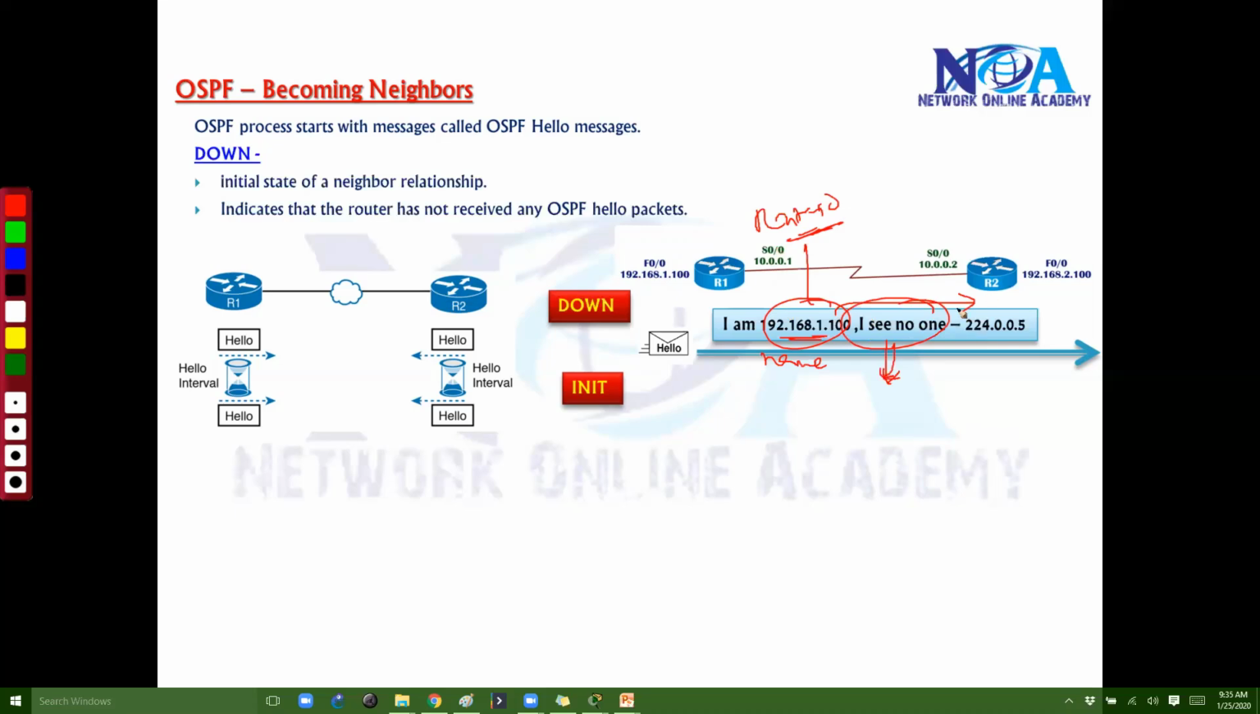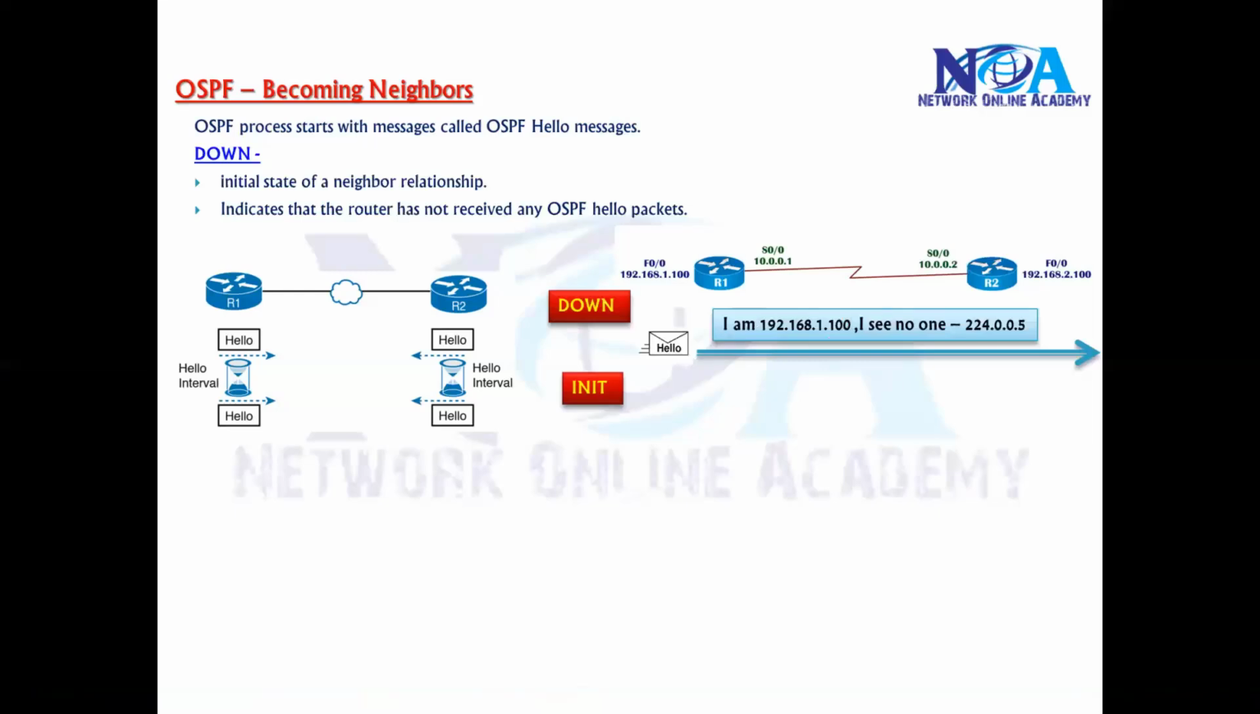These hello messages are sent on a dedicated multicast address. By default, dedicated multicast addresses are used, like 224.0.0.5 and 224.0.0.6 for OSPF. Again, 224.0.0.6 is used in separate scenarios, and we'll see that in the DR BDR concepts. Also, EIGRP uses the multicast address 224.0.0.10, and if you're using RIP version 2, it uses 224.0.0.9. Like that, there is a dedicated multicast address used by each routing protocol. So initially, it is going to send out a hello saying that I see no one.